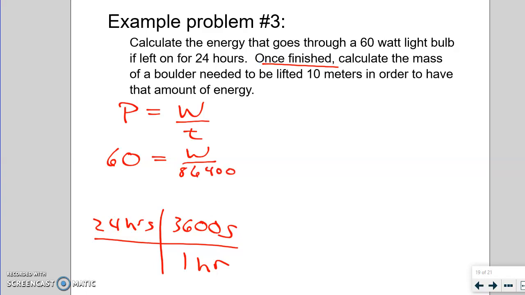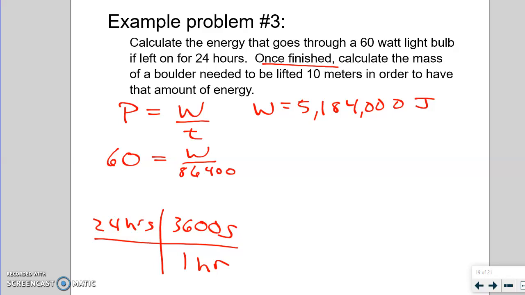So, I've got a minute and 57 seconds to finish this. We better go. So 86,400 times 60 is going to give me the work of 5,184,000. That's 5,184,000 joules, or 5.184 megajoules. So we've done that. Once finished, now calculate the mass of a boulder needed to be lifted 10 meters in order to have that amount of energy.